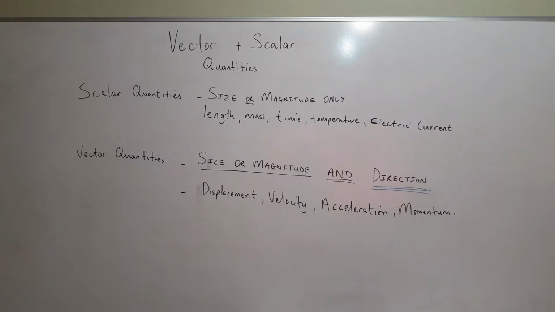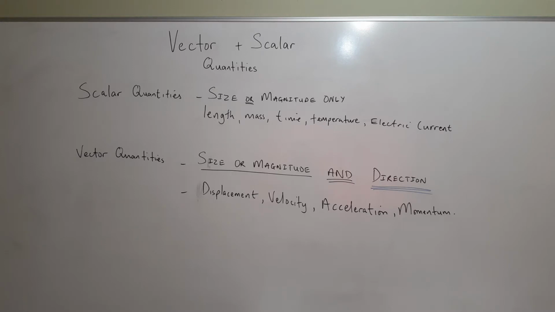Right, good morning everyone. So this morning we're going to do a quick revision on vector and scalar quantities. In Form 3 we would have looked at the 5 fundamental quantities, and we established that they were length, mass, time, temperature, and electric current. Of course, they were the basic quantities, and we had also what we call derived quantities.